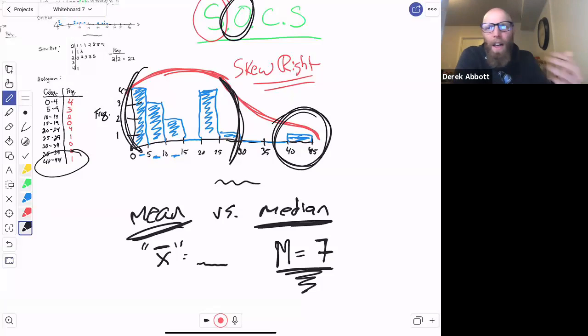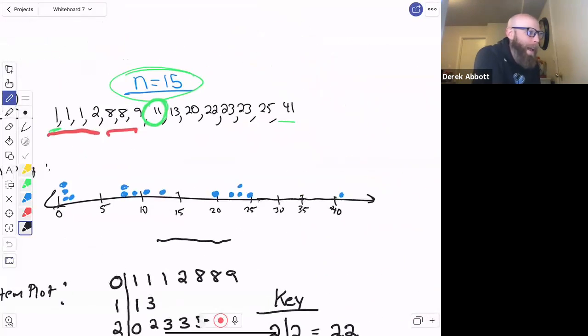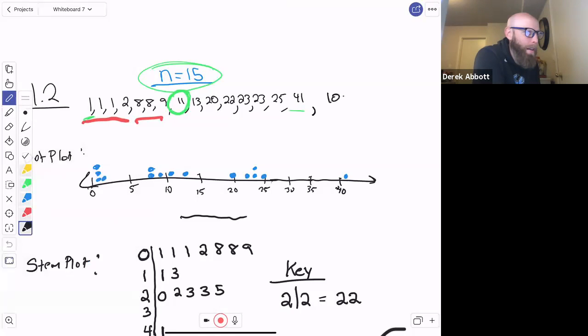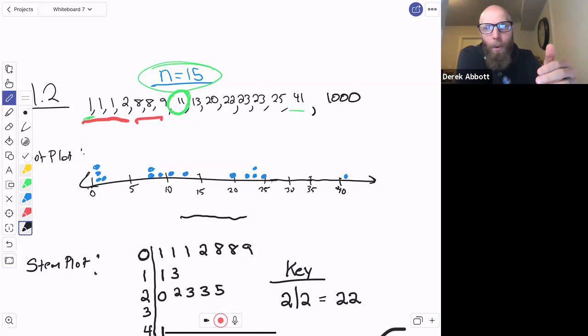If I were to add another value to this data set, let's say I added the value 1,000. Well, if I added the value 1,000 to this data set, wow, is that going to throw the mean off, right? Because for the mean, I have to add all those up and then divide by now 16. That would be a really large number all of a sudden, right, where it wasn't earlier. So the mean is not resistant. It got affected strongly by that.